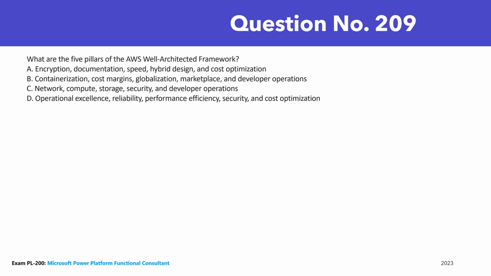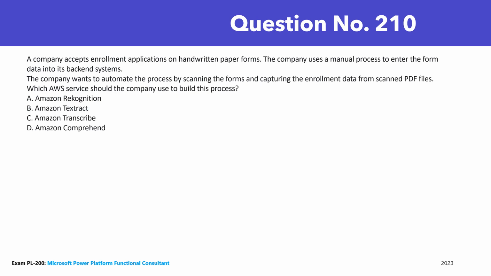What are the 5 pillars of the AWS Well-Architected Framework? A. Encryption, documentation, speed, hybrid design, and cost optimization. B. Containerization, cost margins, globalization, marketplace, and developer operations. C. Network, compute, storage, security, and developer operations. D. Operational excellence, reliability, performance efficiency, security, and cost optimization. Correct answer, D.